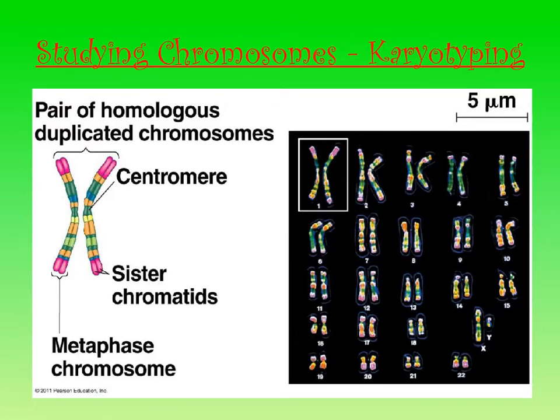So when we look at a pair of homologous chromosomes here, like we said, they're going to be very similar. They're going to have a similar centromere position. They're going to have a similar banding pattern, and they're going to be similar in length.